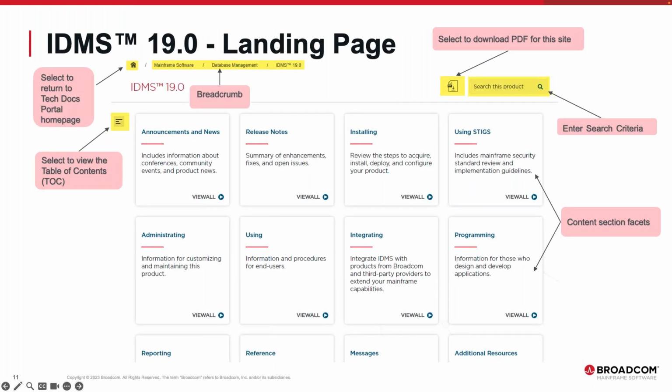Up top is the breadcrumb trail, which leads you to where you are in the present documentation levels. There's a PDF icon in the upper right where you'll be able to download a PDF of the documentation. The search field is where you can enter search criteria, and IDMS 19.0 is the current release, and it is only available in English. Other products such as Datacom will show a version drop-down and language options.